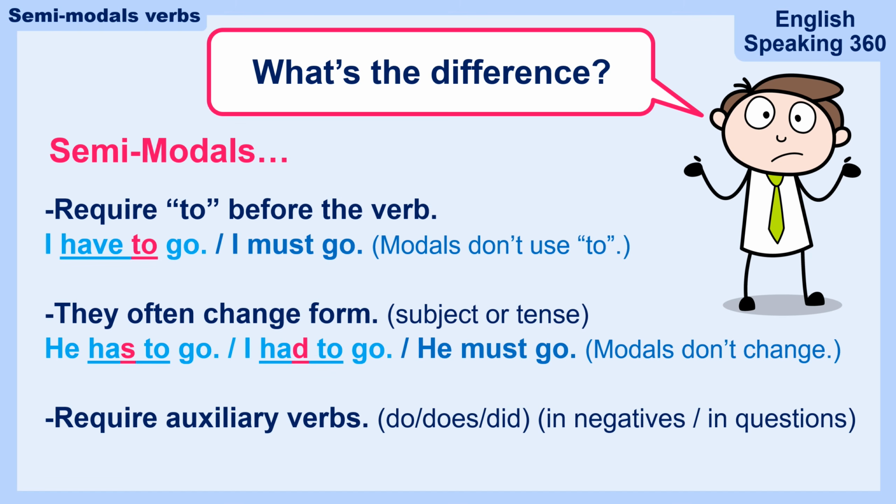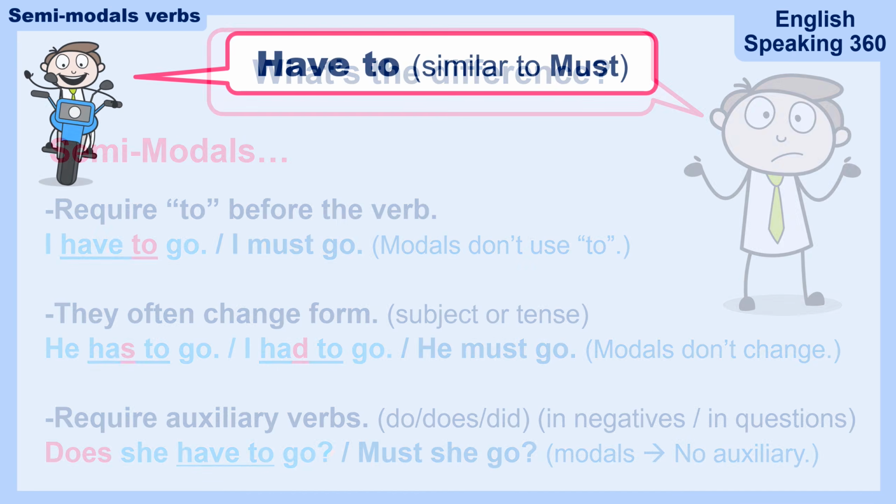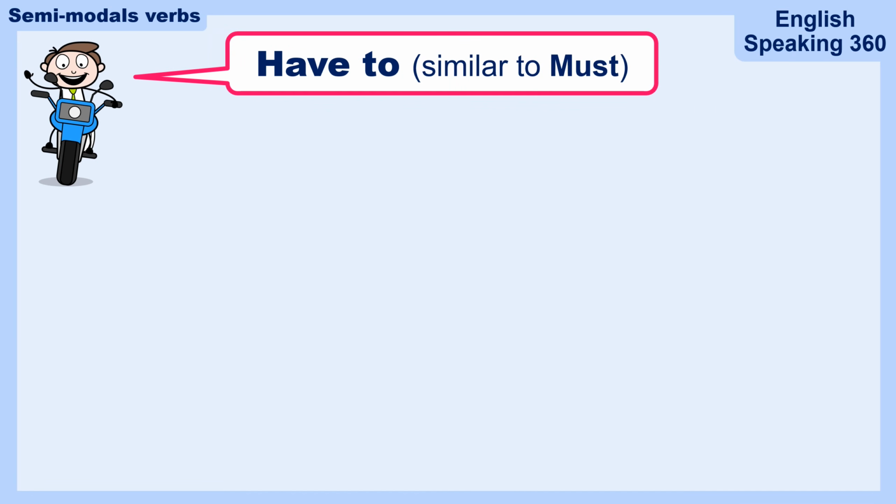Also, semi-modal verbs require auxiliary verbs like do, does, did in negatives and also in questions. For example, does she have to go? Does is the auxiliary verb helping to make the question form. Must she go? Modals do not need an auxiliary verb to make a question. Let's begin with have to.